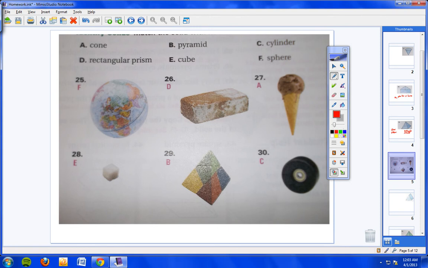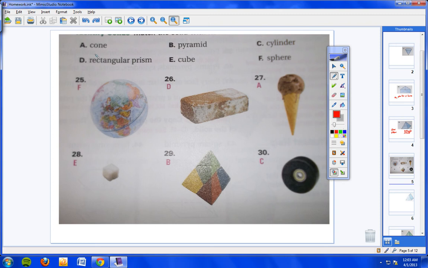Okay, if you'll look in your book at 25 through 30, we're going to match these up. Oh, the answers are already here for you. Oops. Well, it's too late now. You already see them. Let's just talk about why the answers are correct. Look at number 25. That's a sphere. Look at it. That's a ball. It's a sphere. Letter F.